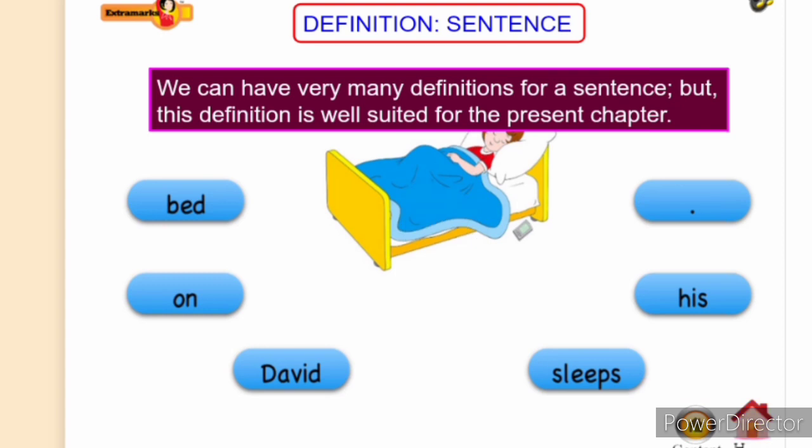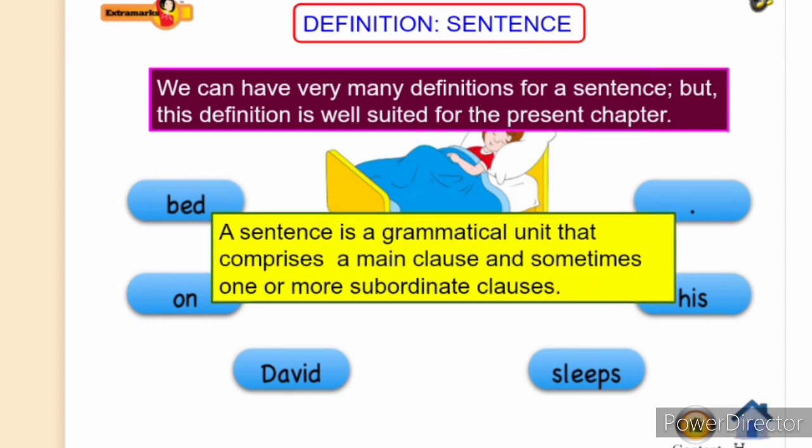We can have very many definitions for a sentence, but this definition is well suited for the present chapter. A sentence is a grammatical unit that comprises a main clause and sometimes one or more subordinate clauses.